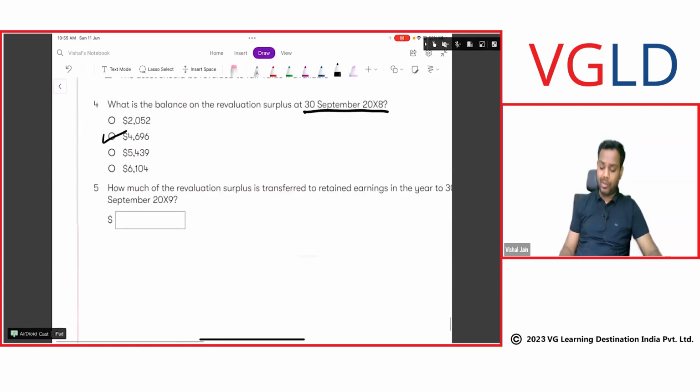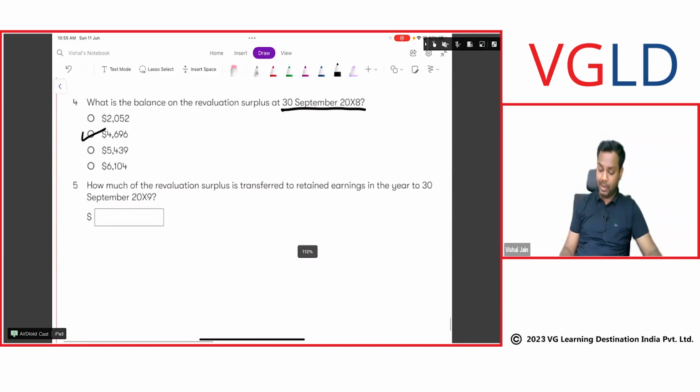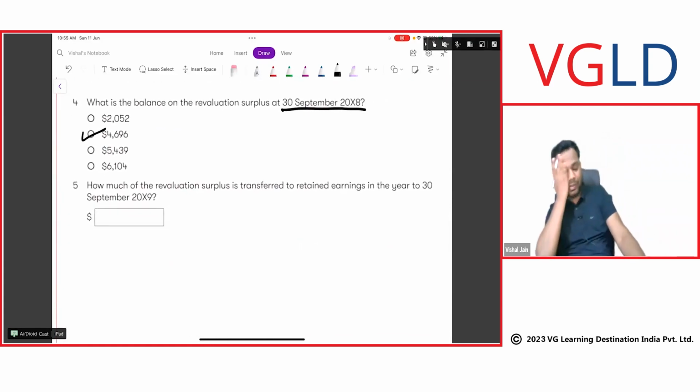Now, how much revaluation surplus is transferred to retained earnings in the year? You have to answer this question.